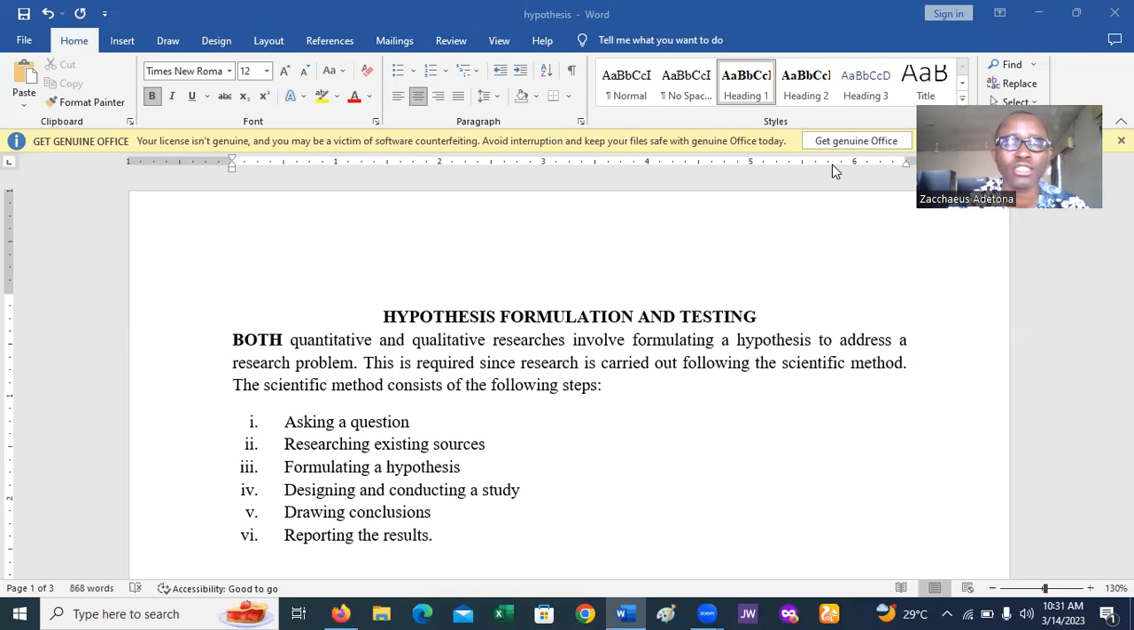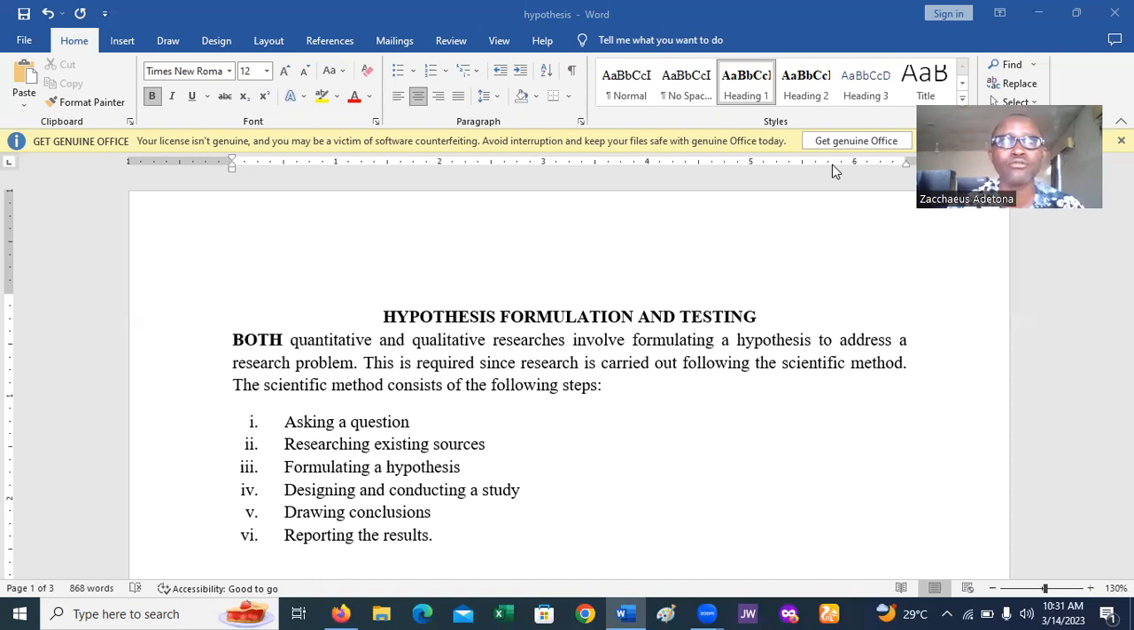Now, before you gather your data, you need to formulate a hypothesis. That is, you want to talk about the possible situation in this study. That is what we mean by hypothesis. You want to guess what this situation could be like.